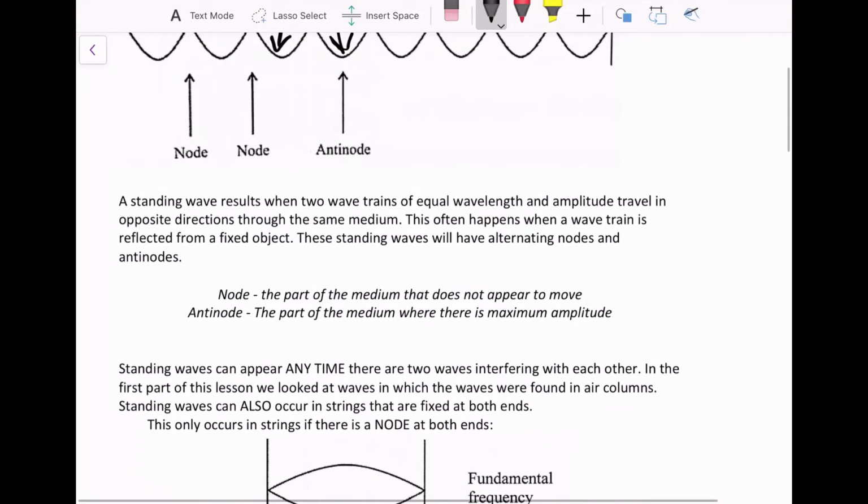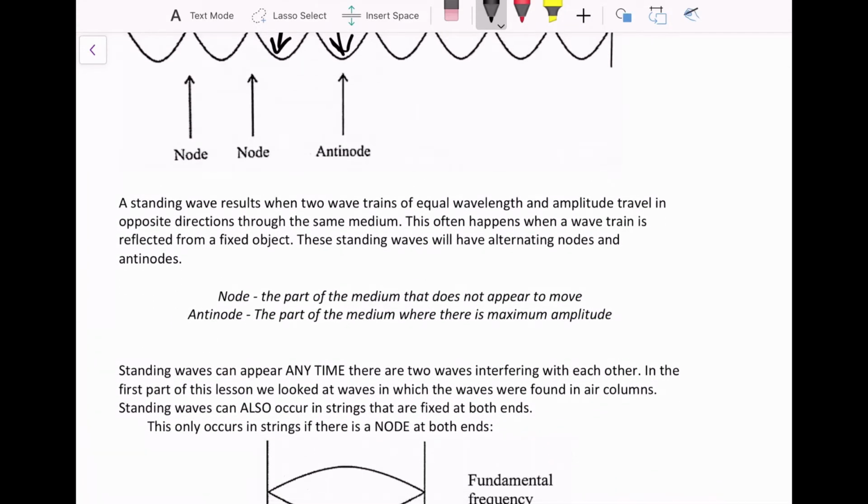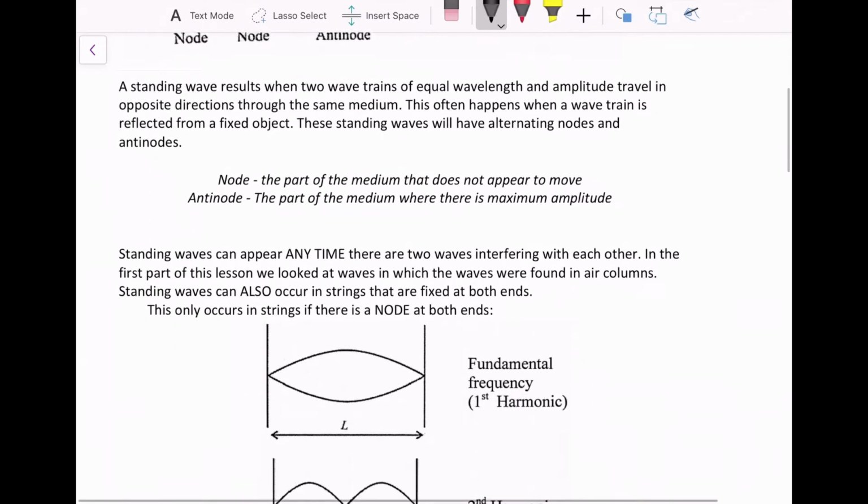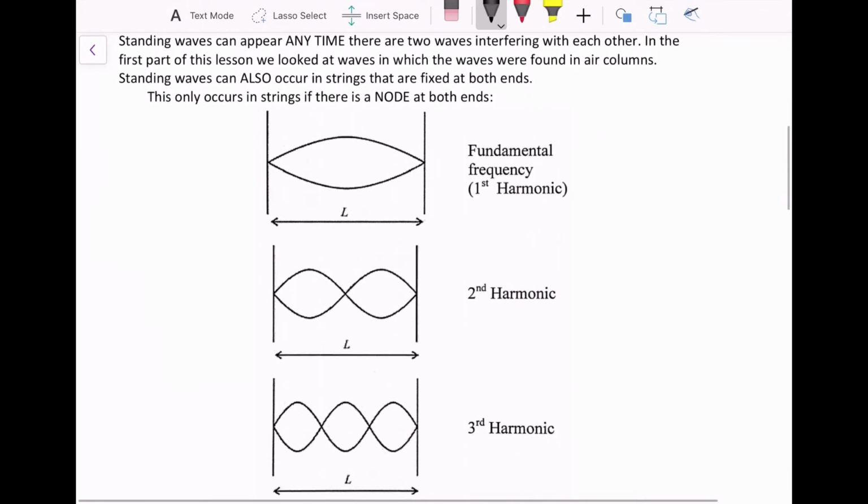These standing waves can appear anytime that there are two waves interfering with each other. So like I said, in the previous lesson, we've been talking about air columns. In this lesson, we're talking about strings that are fixed at both ends. So if you have a string that is fixed at both ends, well, this implies that there has to be a node at both ends, because a node is a point on the wave that does not appear to be moving. So we've got nodes here at both ends.